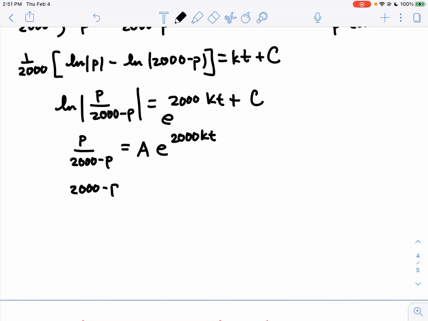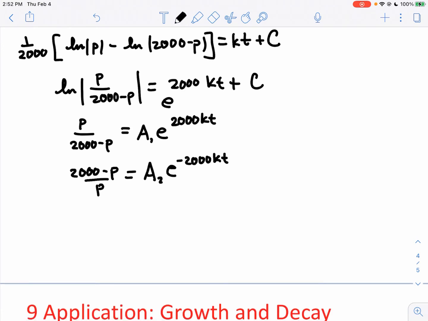So we have 2000 minus p over p is equal to, now if I invert this general constant, it just stays a general constant. Technically it's a new one, I could say a2. But when I invert this here, you get 1 over e to that, which is just e to the negative of that. So this is what you get when you invert both sides. We can just call that a still, but maybe a1 and a2, where a2 is the reciprocal of a1. You do notice that every time we do some sort of operation on a general constant, it can just stay a general constant, but it's not the same as the other general constant.